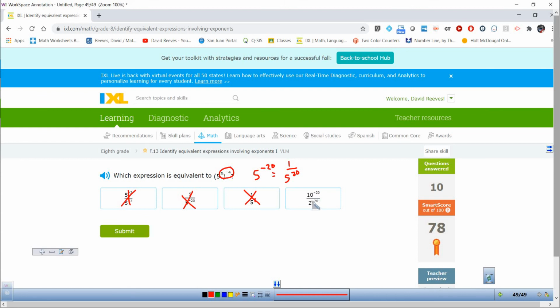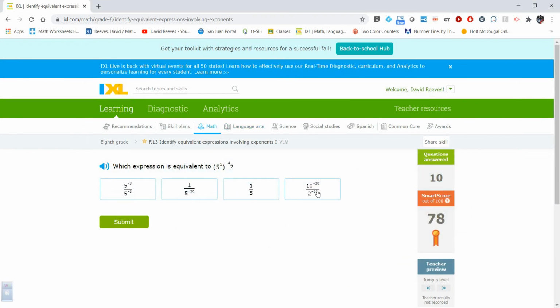If you take a look at this right here, you have 10 to the negative 20 over 2 to the negative 20. Well, guess what that is? That's equal to 5 to the negative 20, right? Because once again, that would be 10 over 2 to the negative 20 power. All right, so that is the answer we were looking for, that last one.